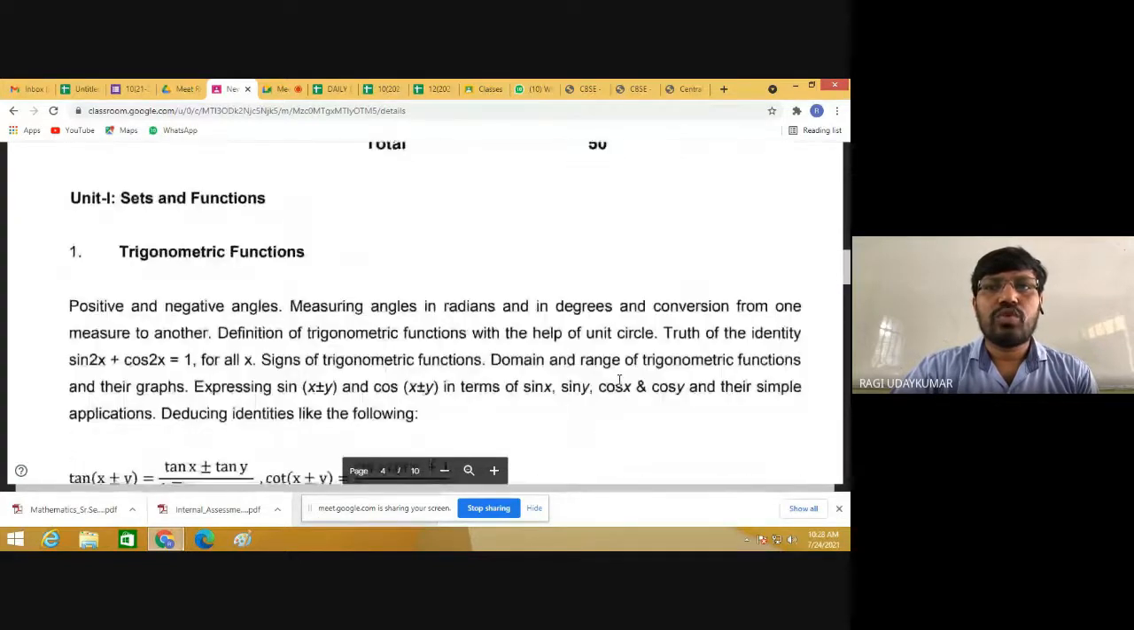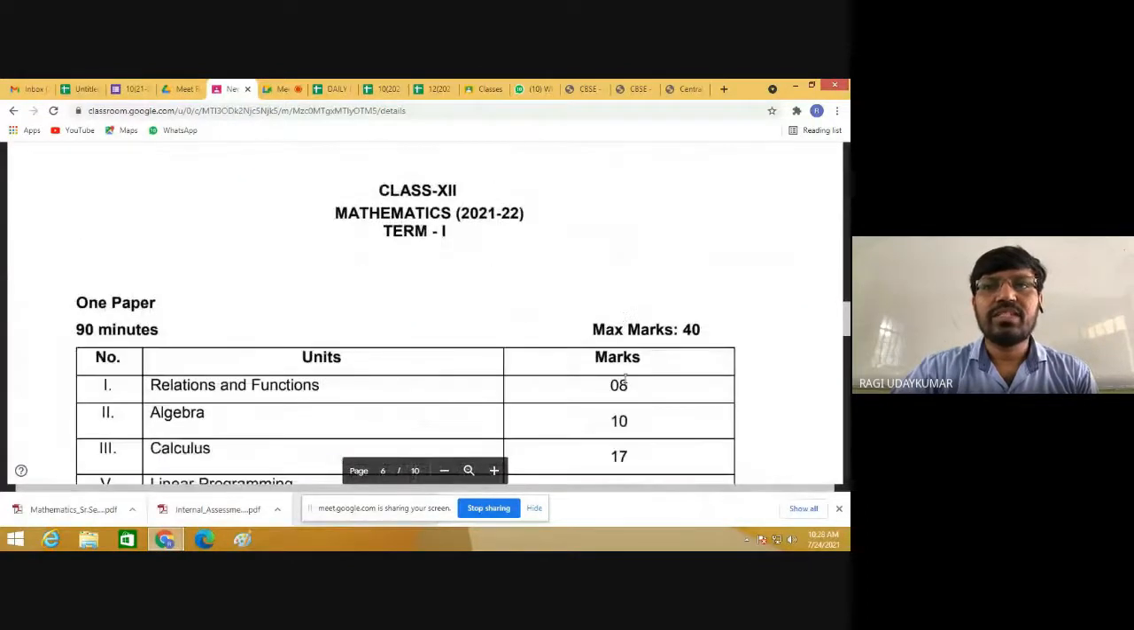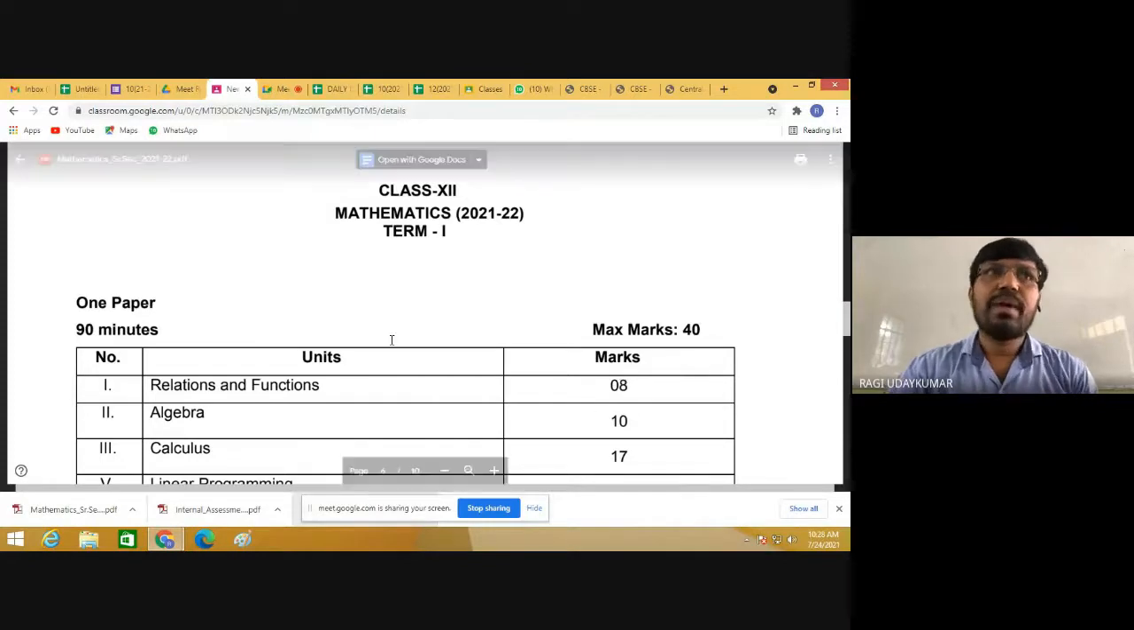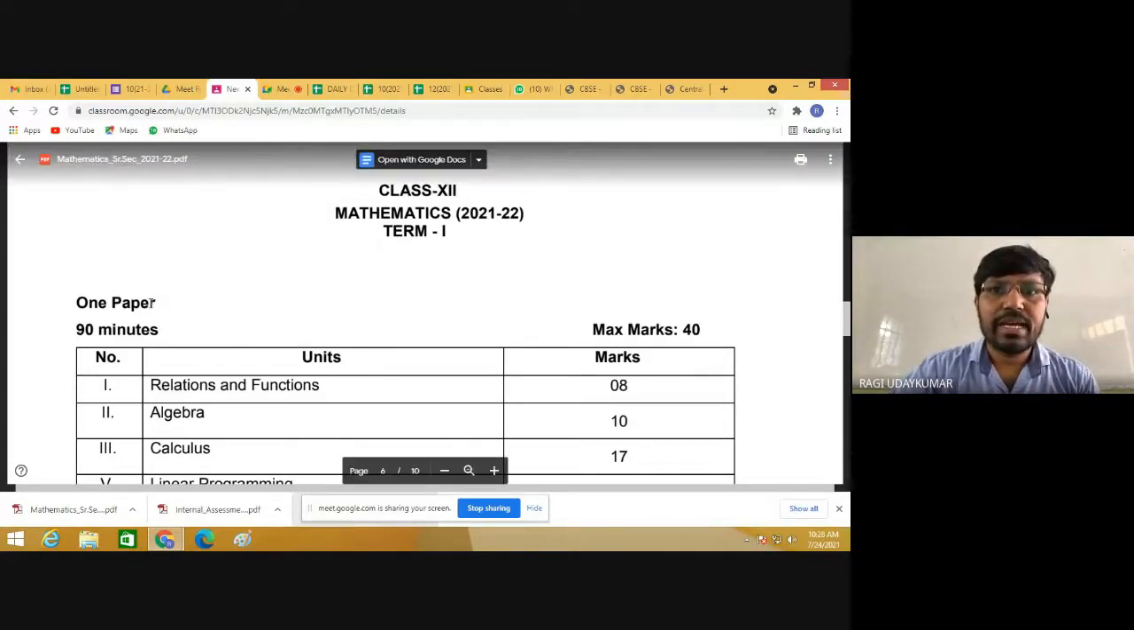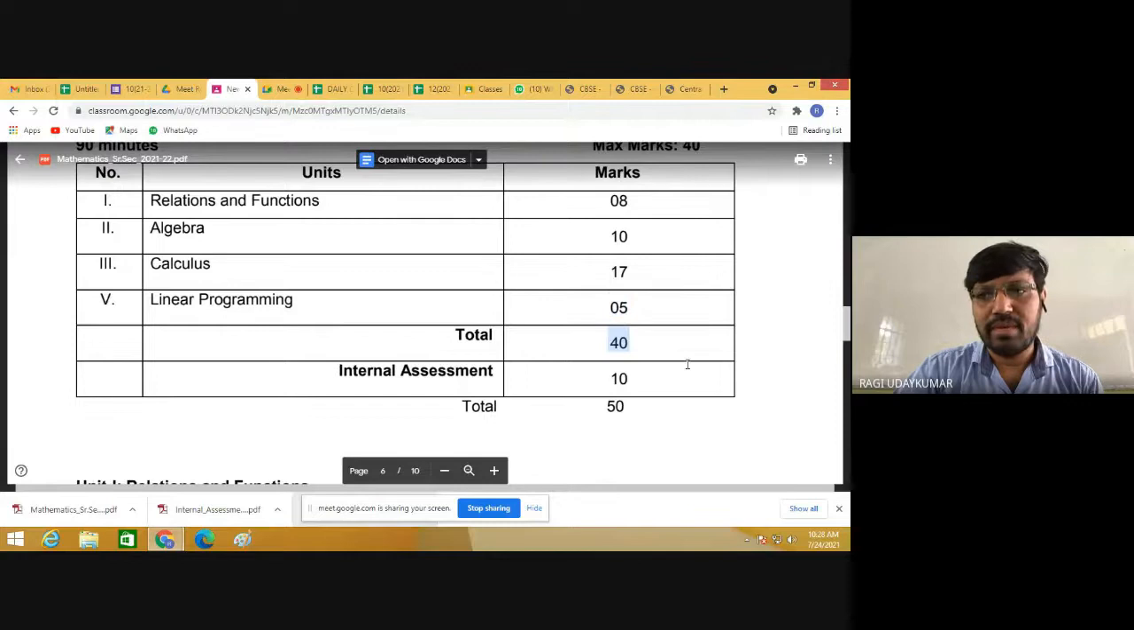It is term 2 of the class 11th. This is your class 12th. Under term one, a paper will be conducted of 90 minutes, with maximum marks of 40. In this, relations and functions carry 8 marks, algebra 10 marks, calculus 17 marks, and linear programming 5 marks. A total 40 marks paper will be given to you.